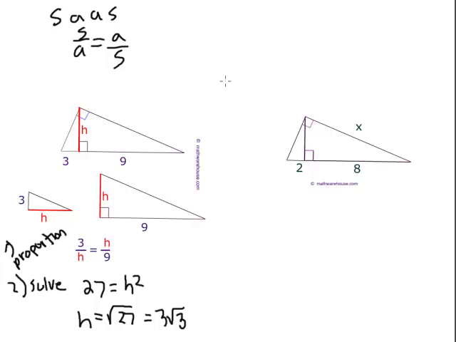Alright, so just a quick recap before we try another problem like the one on the right. When you are dealing with this, these are the two sides that make up the large outer triangle's hypotenuse, and the altitude itself. Use SAAS, side over altitude, altitude over side. 3 over h equals h over 9. And then solve.